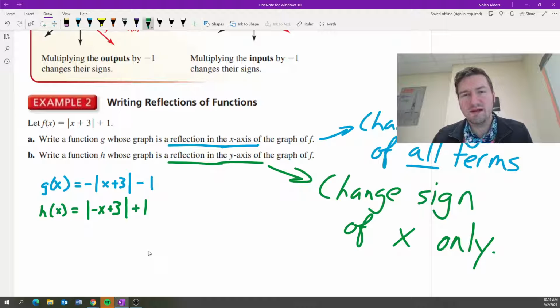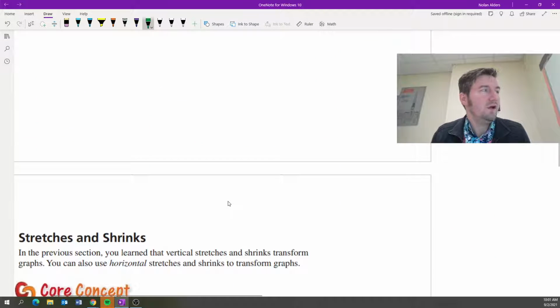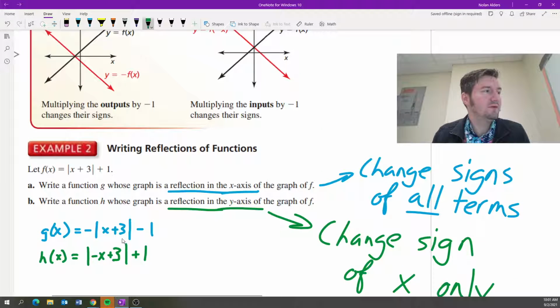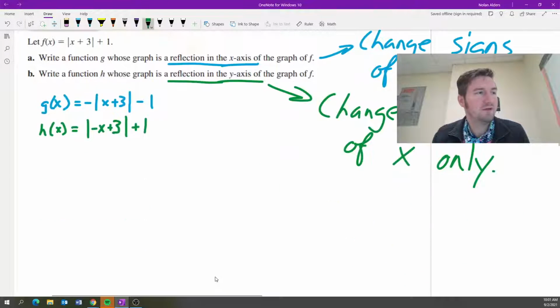Okay, and someone asked me today when the negative sign goes on the outside of the absolute values and when it's going on the inside. I would say usually when you're doing y-axis reflections, it'll go on the inside, and usually when you're doing x-axis, it'll go on the outside, if that helps. All right, but anyway, that's your difference there. So you can see the difference between the two types of reflections. X-axis, we changed all the terms. Y-axis, we just changed the x term. Everything else stayed the same.